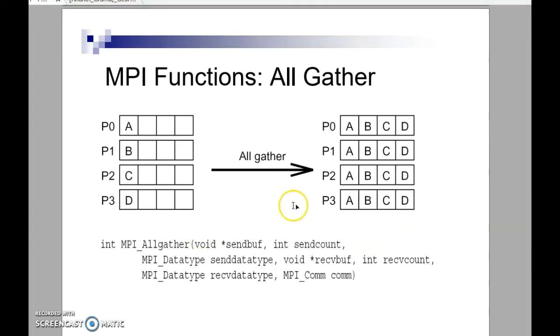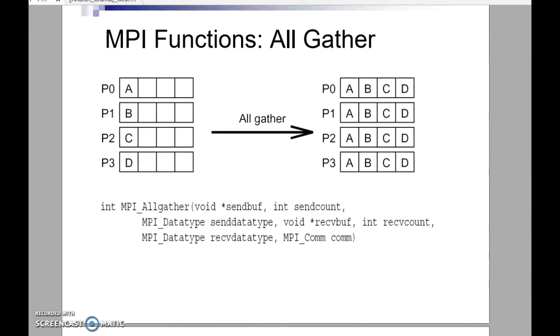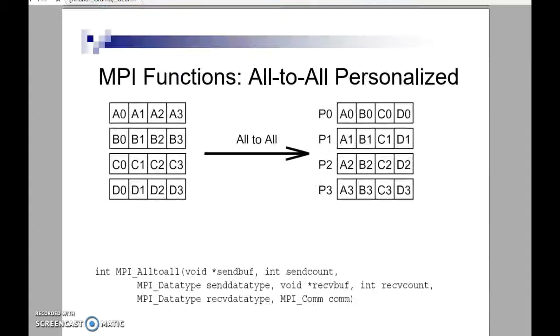Altogether, you can see the example. This is an example of all-to-all. And then all-to-all personalized in this function. If you notice here, it will personalize which processor will receive which type of data. So if you look here, P0 will receive A0, this is an example only. P1 will receive A1, B1, C1, and so on.